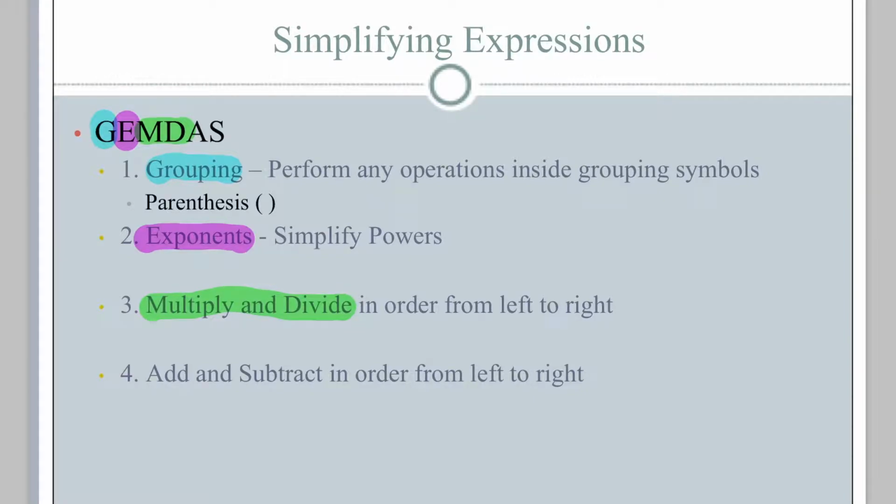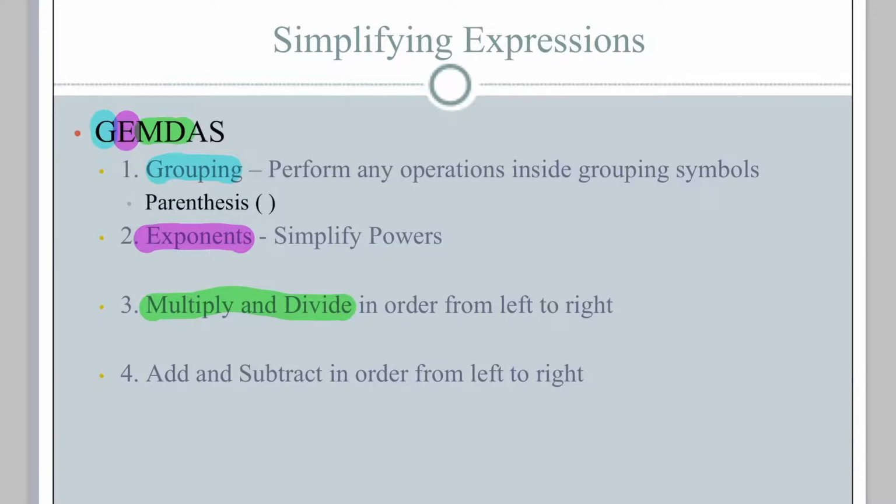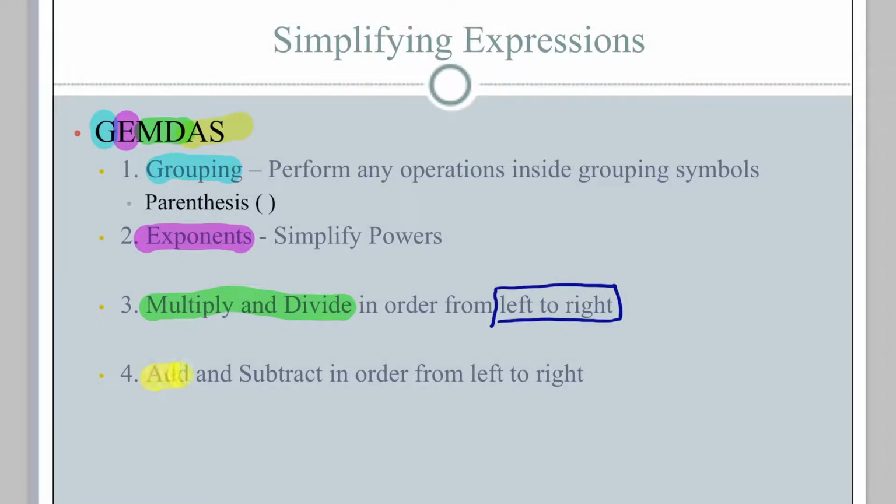These are multiply and divide, and in this case, we're going to go from left to right. So we're going to work our way from the left to the right, multiplying and dividing. Finally, we're going to add and subtract, and once again, we're going to add and subtract in order from left to right.